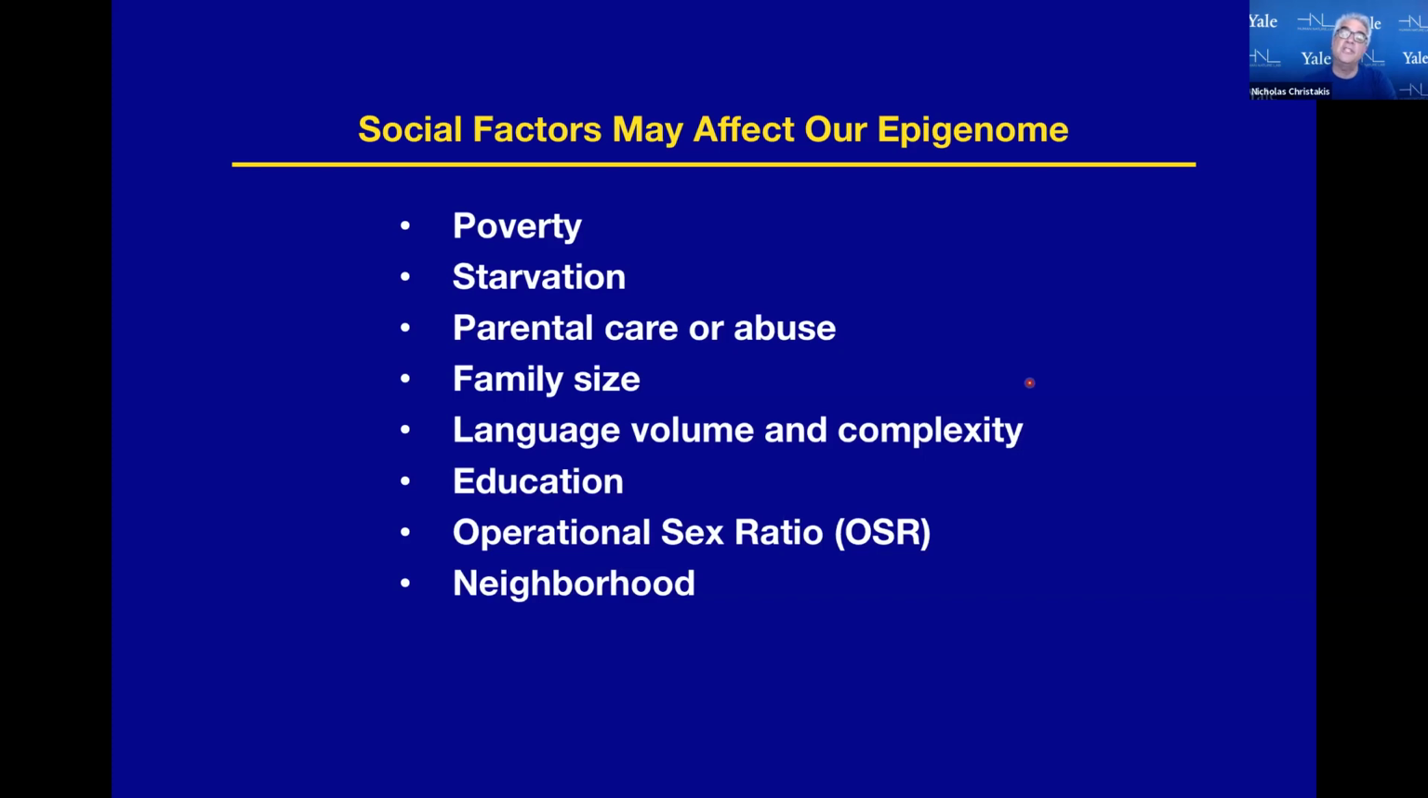Our exposure to factors such as these may affect our biology in possibly adaptive ways by regulating the expression of our genes. So things like poverty, starvation, parental care or abuse, family size, language volume and complexity to which you are exposed as a child, the education that you have had, something known as the operational sex ratio, which is the male to female ratio when you reach sexual maturity, or the neighborhood in which you are raised or born. All of these may affect which of your genes are turned on or off by the kind of epigenetic effects that I just described. What is more, and distinctly, these epigenetic processes may leave long-term marks on your body.